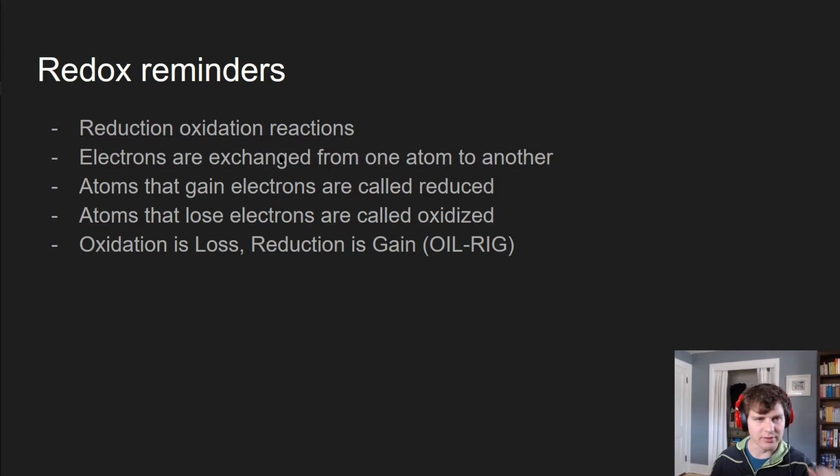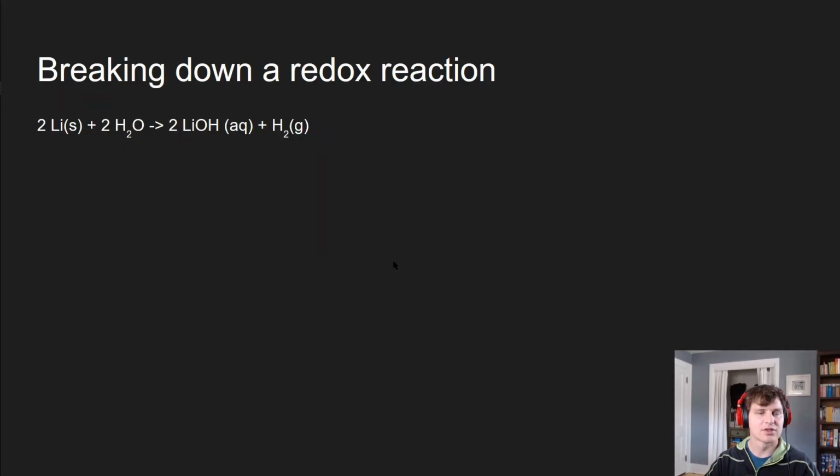So just some reminders about redox chemistry. Redox stands for reduction oxidation reactions, which is basically who is giving and who is getting the electrons. Electrons are always exchanged in a redox reaction from one atom to another. Atoms that gain electrons are called reduced, and atoms that lose electrons are called oxidized. You probably remember this from high school chemistry, but oxidation is loss and reduction is gain. I still have to use that trick all the time. By the end of this lecture, we should be able to break down a redox reaction and figure out in these compounds which ones gain and lose electrons.